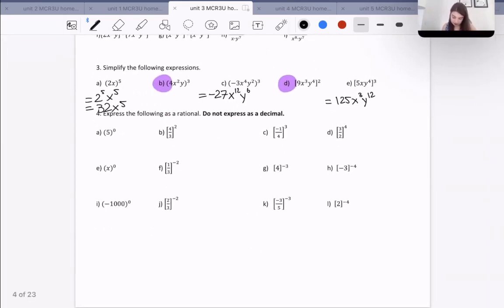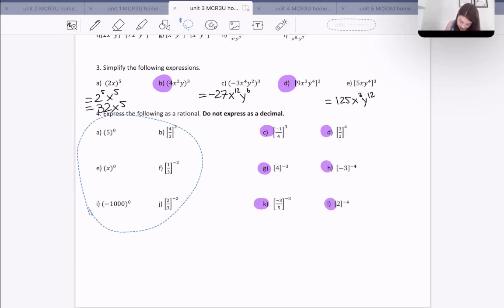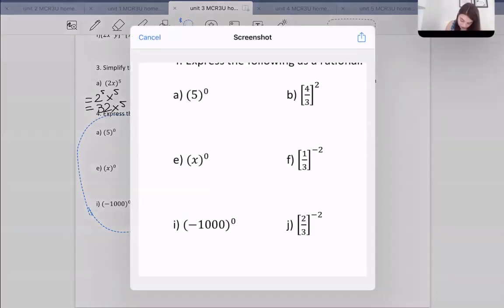Okay, let's do this one. I'm actually just going to pick half of this. We will do all of these for homework, and I will go through all of these other ones, A, B, E, F, I, and J in the group.